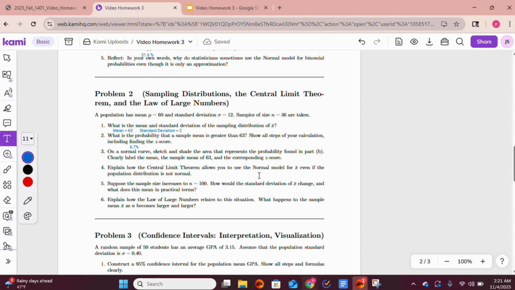For question 6, it asks us, explain how the law of large numbers relates to this situation. What happens to the sample mean x̄ as n becomes larger and larger? The law of large numbers means that as we take more and more samples, the sample mean gets closer to the population mean. The larger the sample size, the more accurate our estimations will get.